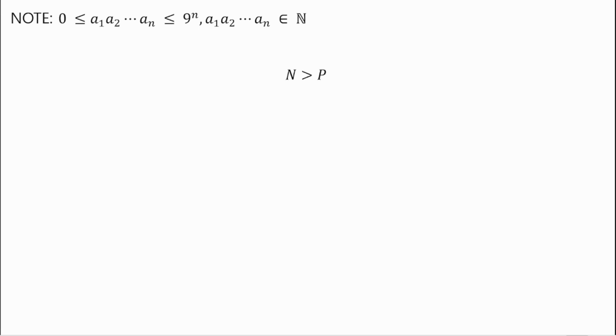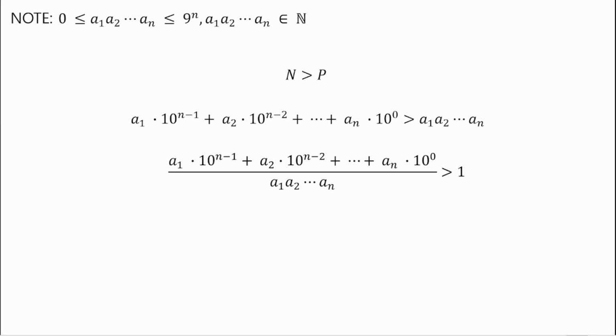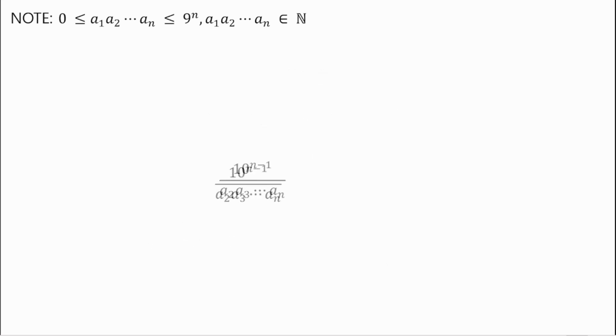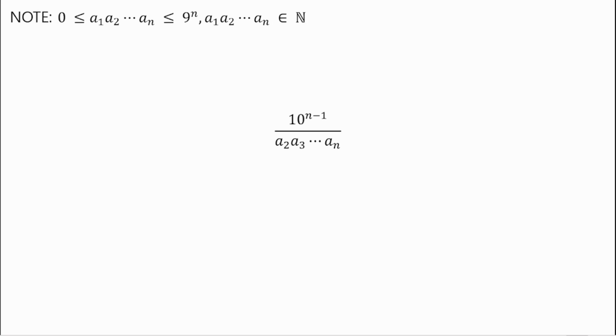Expand the expression of n and p as following. And then, we are going to divide both sides by the right term. After that, I'm going to separate each summand in numerators as an individual summand, but in fractions. And then, we are going to concentrate ourselves at the first summand, 10 to the power of n minus 1 divided by a2 times a3 on and on times an.